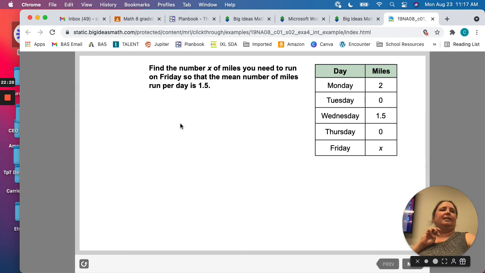Okay, got your journal ready? This is example 4. All right, find the number x of miles you need to run on Friday. So the mean number of miles run per day is 1.5. What does the word mean? What's another word for that? Do we have a guess?